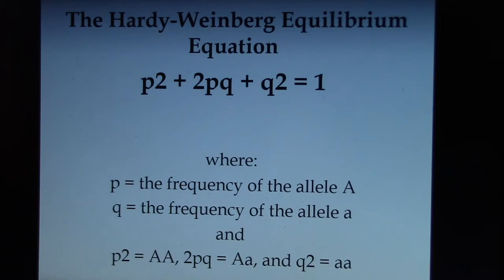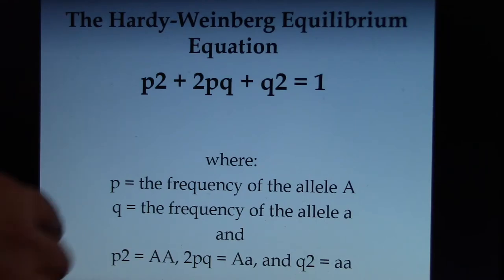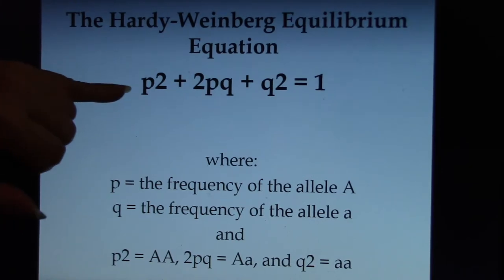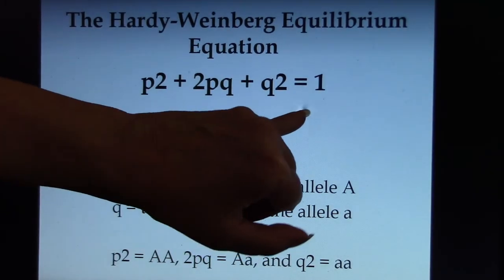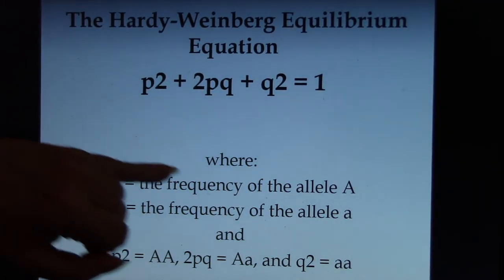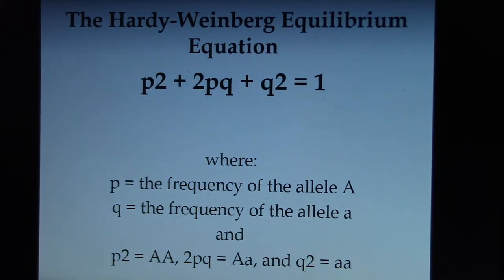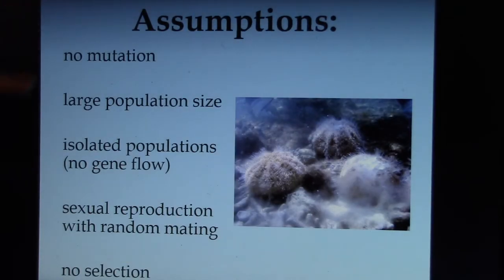In fact, I can tell you, just because I do labs in the majors, that also implies that P is 0.5 and Q is 0.5. But anyway, you don't have to solve. You need to know the equation, include the equal 1, and know what each of the variables stands for. But there's more. You need to know the assumptions.